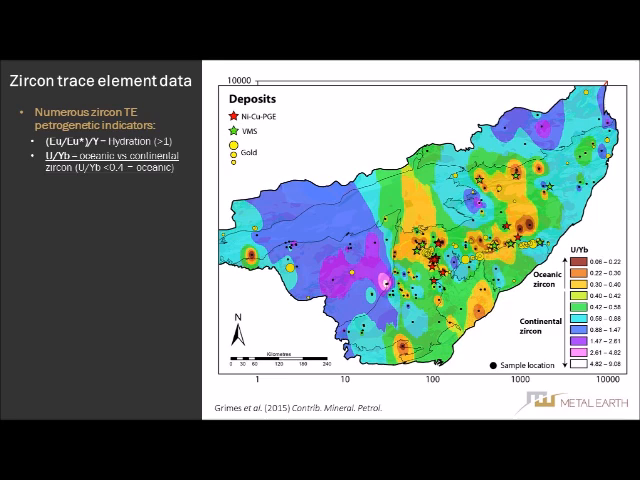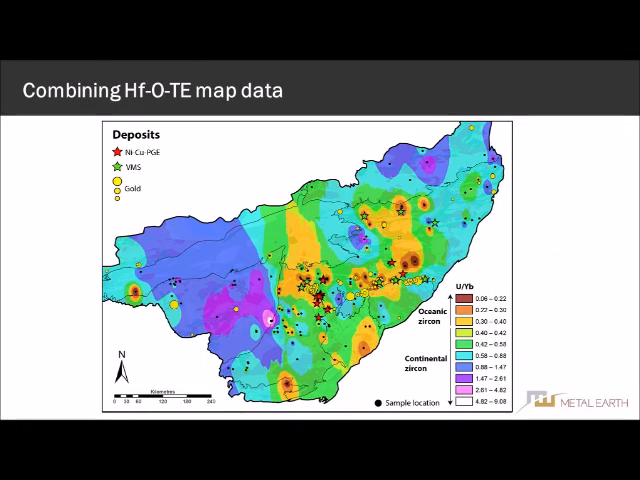So if we combine all those data sets together, we can just cycle through them. So we'll start with the hafnium. We saw this most juvenile region here with potentially these north-south trends. The oxygen, we see those trends broadly correlating with the lighter oxygen area in the center there. And then the least hydrated crust also correlating with those zones. And finally, the oceanic zircon correlating with those areas too, and more continental regions to the east and west.